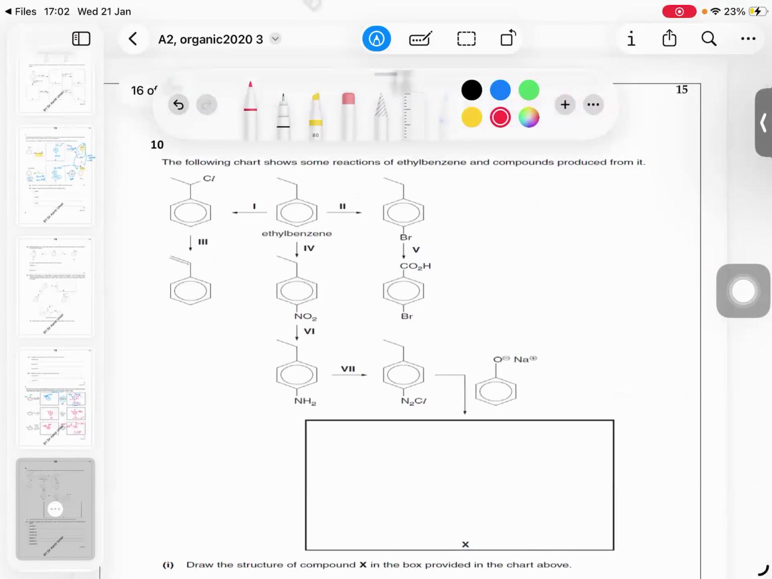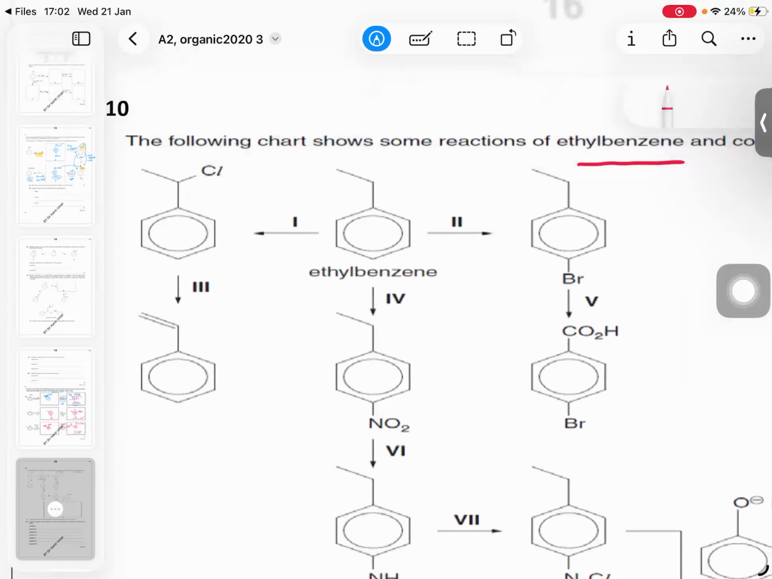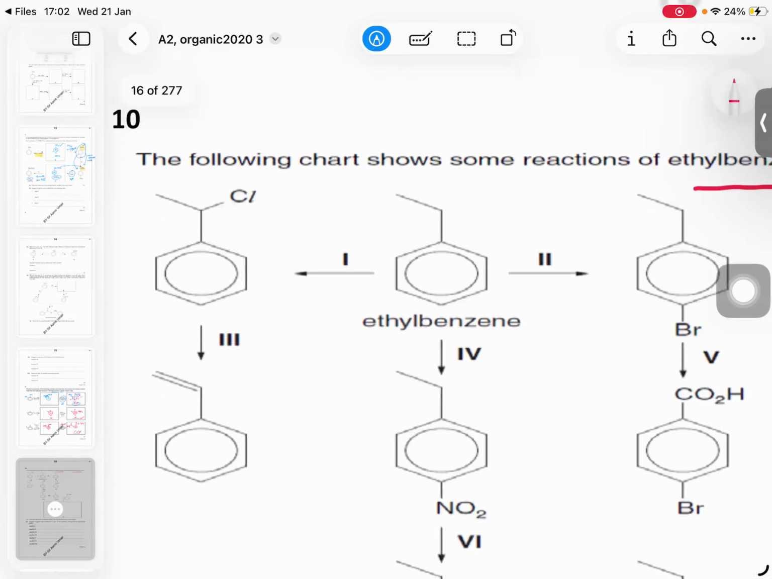Here it is. The following chart shows some reactions of ethylbenzene and the compounds produced from it. Now, look at this. In every case, you have to tell me the reagent and condition. Just forget about the question. Let's remake the question. Okay, for the first one, Aries, what is happening in the first one?